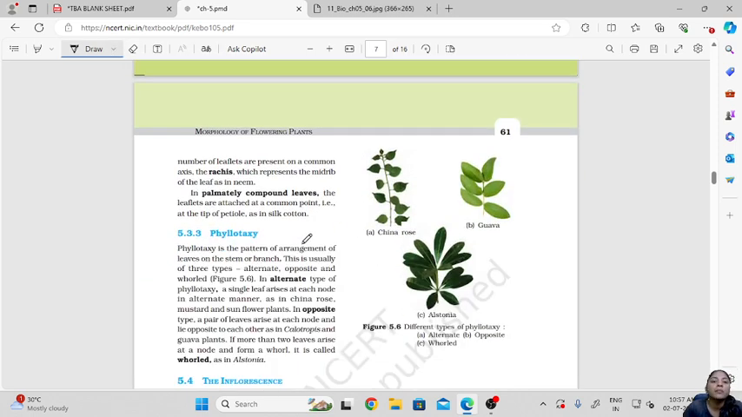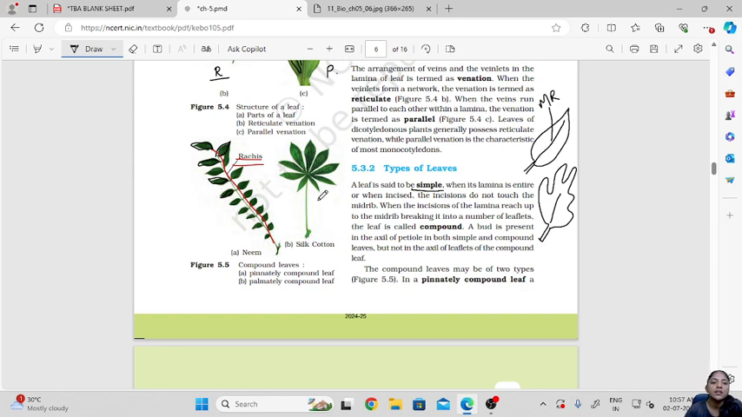And then in palmately compound leaf, the leaflets are attached at a common point, that is at the tip of the petiole. As we can see here, in this palmately compound leaf, all the leaflets are joined together at a common point, that is the top of this petiole, and such kind of leaf is called a palmately compound leaf.